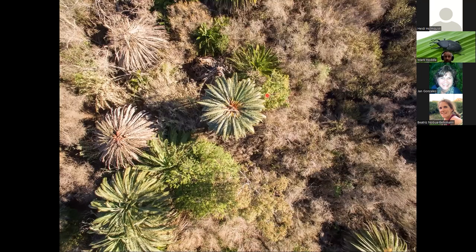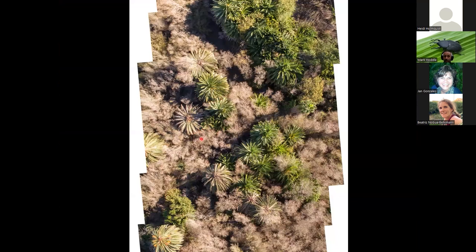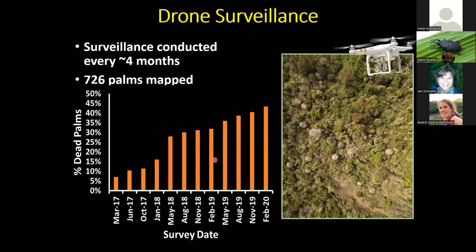So as the drone flies, we set it on a pre-recorded, pre-programmed track. It photographs at the same height and the same locations. You can see healthy and dead palm trees here. We then stitch those photographs together and we make a big map of the reserve. All the palm trees are numbered, and then every few months we just check to see whether those numbered palms are alive or dead.